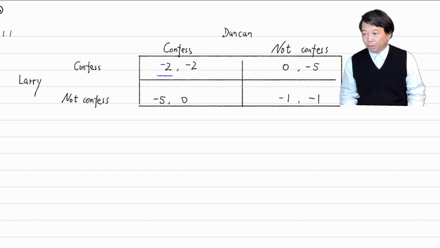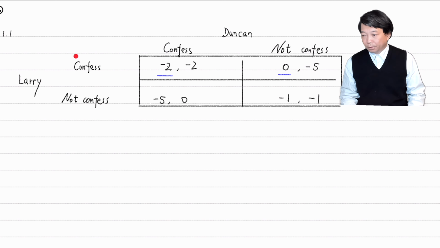If Duncan chooses not to confess, Larry goes free if he talks and gets 1 year in prison if he remains silent. He is better off confessing. We underline the number 0. Confess is Larry's dominant strategy because it produces a higher payoff regardless of his rival's strategies. By the same type of reasoning, confess is also Duncan's dominant strategy.